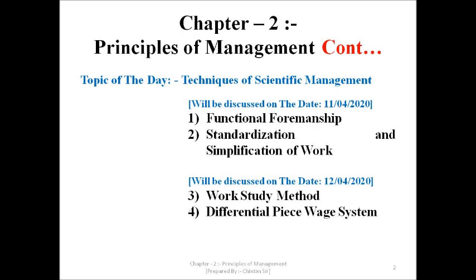Let me list all 4 techniques of scientific management by Taylor. Number 1, functional foremanship. Number 2, standardization and simplification of work. Number 3, work study method. Number 4, differential piece wage system. Let me discuss the first 2 techniques of scientific management today.